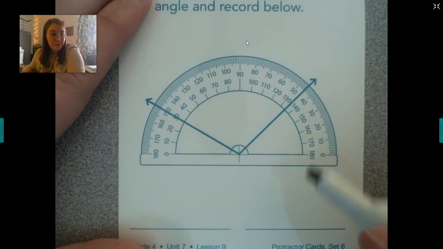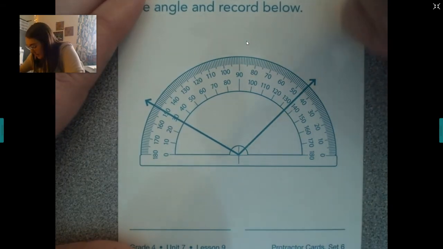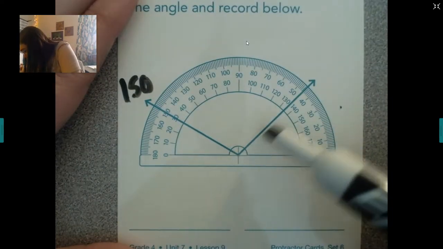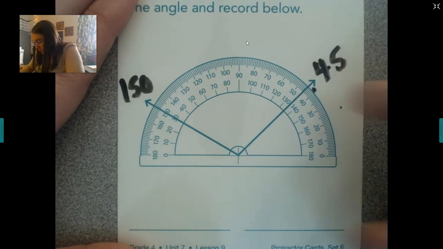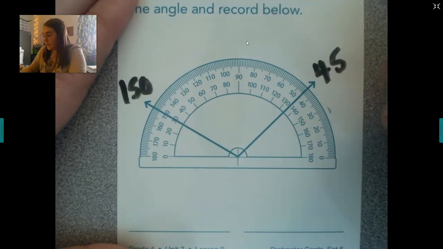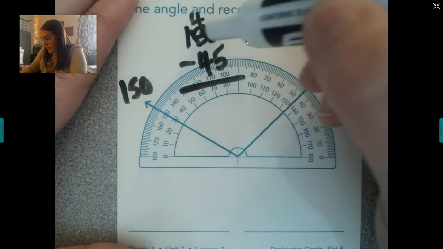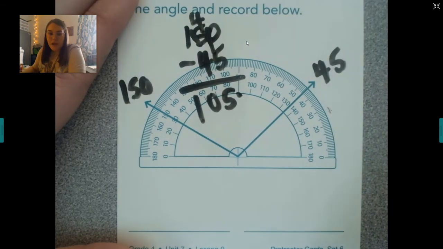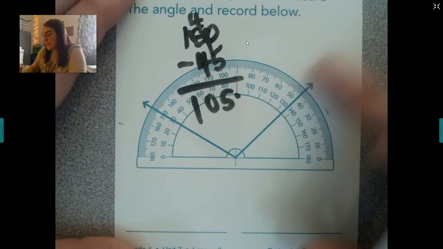Do y'all want to use the top number or the bottom number? I'm going to use the top number just because that's what I'm used to. This ray crosses right through the 150. This ray crosses 41, 42, 43, 45, right through to 45. So when I figured out where both rays are, I'm going to subtract them. 150 minus 45 is 105 degrees. Does this look like a 105 degree angle? Yeah, because it's obtuse, so we know that that makes sense.